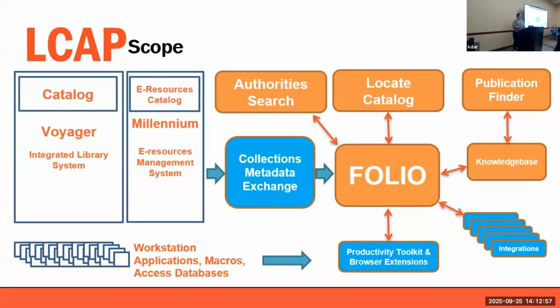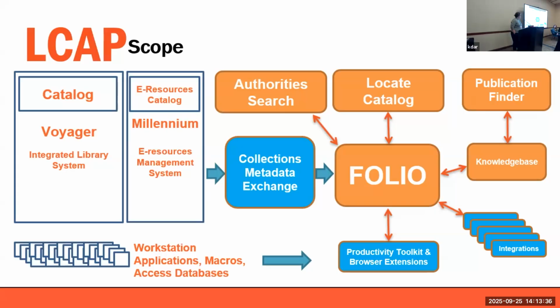This is a slide that some of you might have seen before, how we capture that from a high level. You can see the white squares are legacy systems: Voyager, Millennium, catalogs hard-coded to the ILS, and a multitude of workstation applications, macros, and Access databases that cropped up. I think many of you have this situation. We've got a bunch of smart people working at the library who, when they're confronted with a problem, develop their own solutions. Some of those were known to us, some of them were not, and so it made migrating really tricky. From there, everything in the colored squares is LCAP.